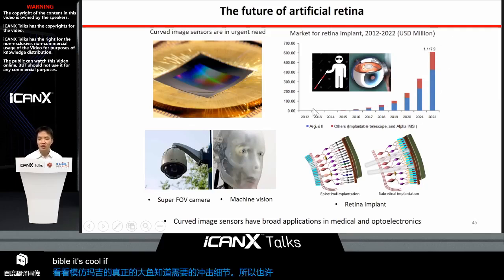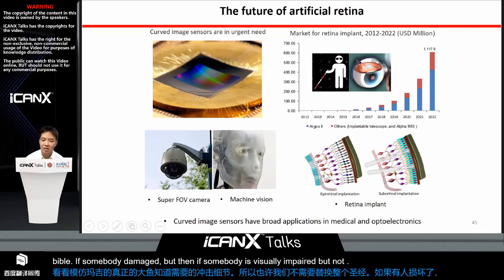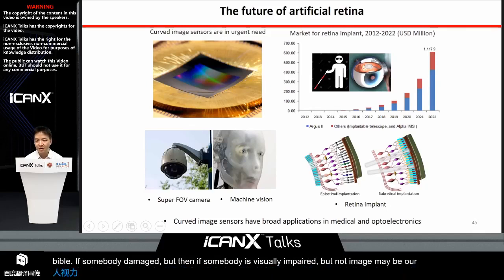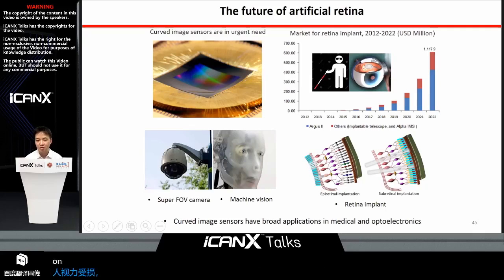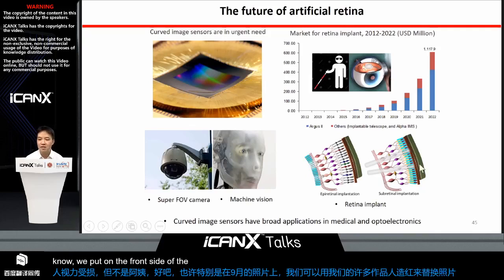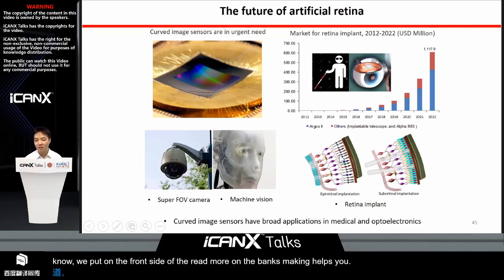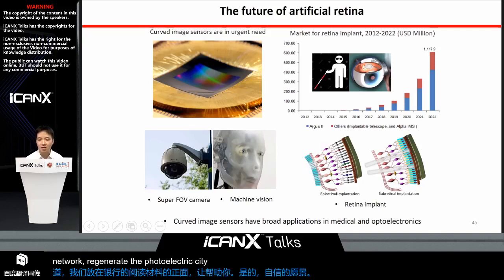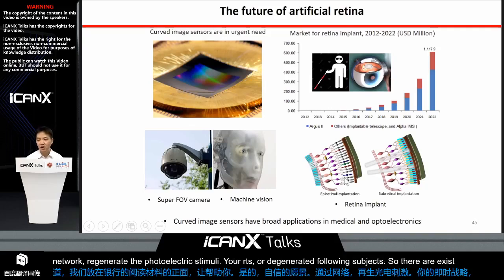If somebody is visually impaired, but the damage is only on the retina, especially on the photoreceptors, we can perhaps just use our nanowire array, our artificial retina, to replace the photoreceptors. Either we put it on the front side of the retina or on the back side. We can help recover vision by using the nanowire array to generate the photoelectric signal to stimulate these neurons or these degenerated photoreceptors. There is existing technology on the market.